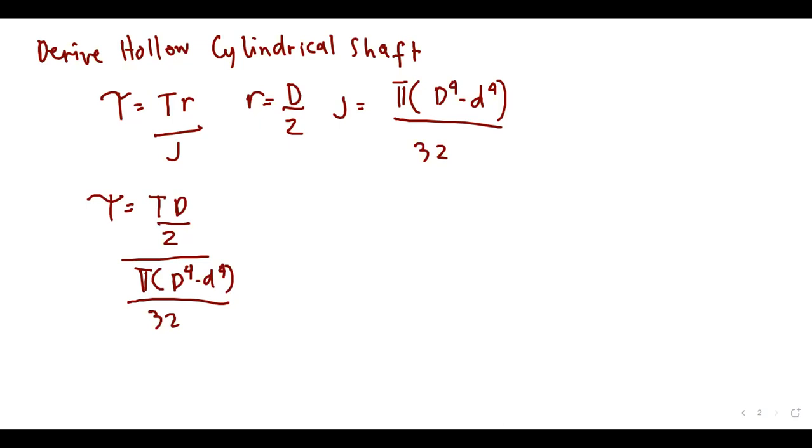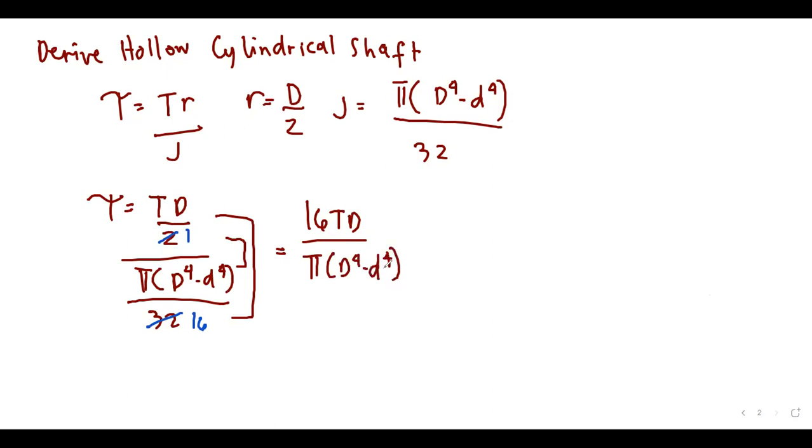And then, of course, cancellation, guys. Pakita natin. Cancel. So, 16. And then 1. And then, lastly, magiging formula natin is ganito siya. So, ganoon ulit, multiply ito. Multiply yan. So, magiging 16 TD all over pi d raised to 4 minus d raised to 4.